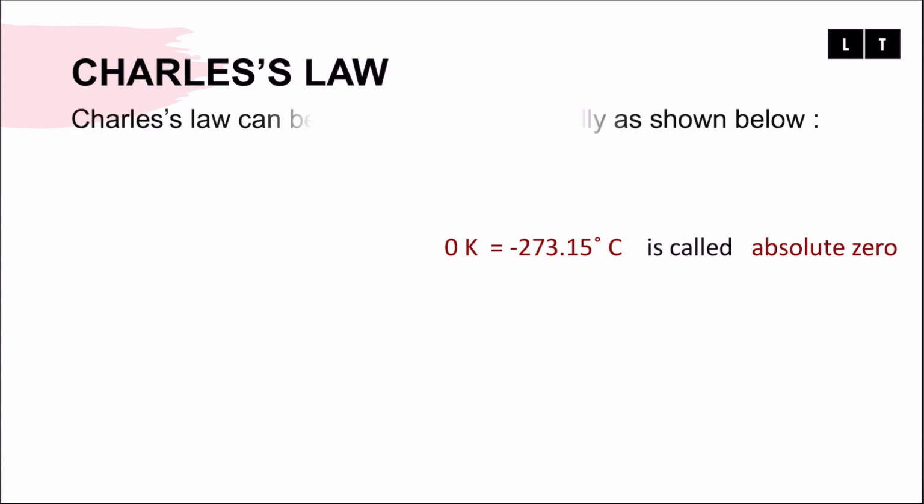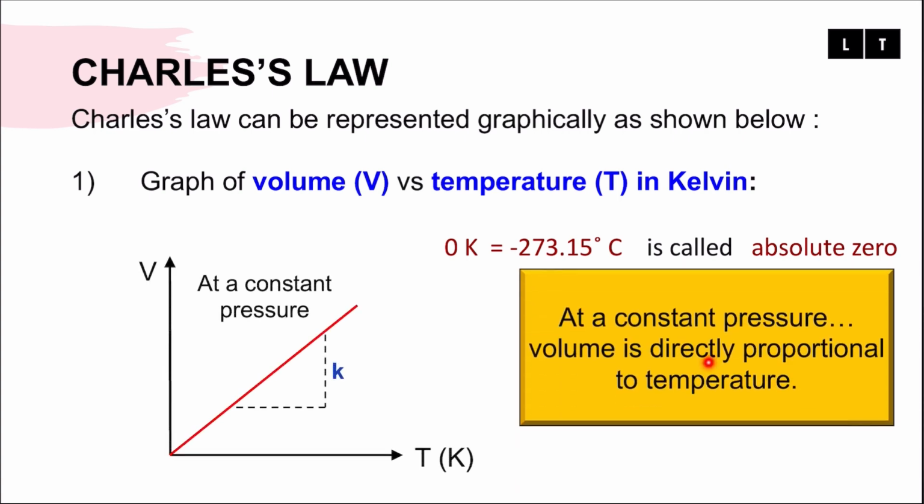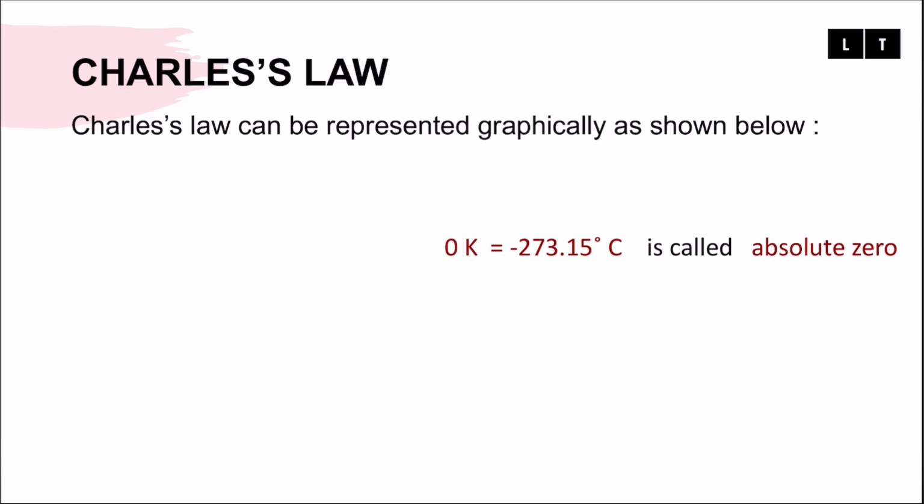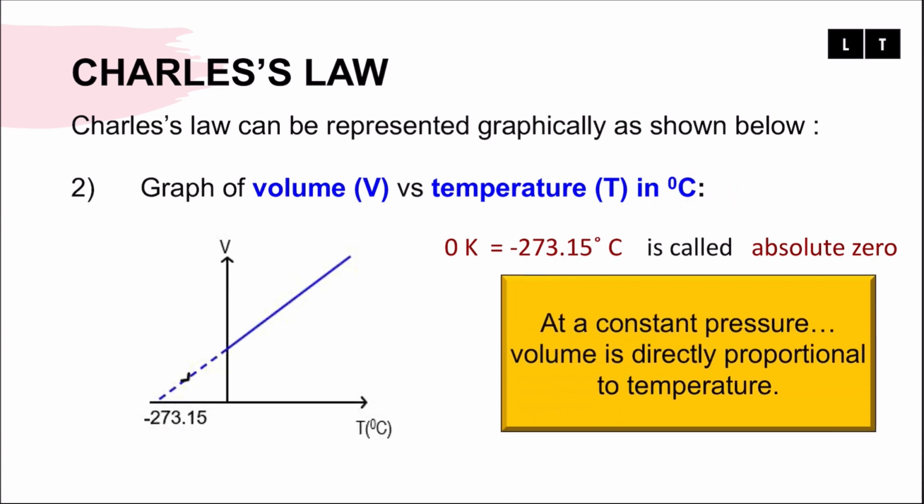Dia ada specific graph. So, maknanya awak ada the first one. Apabila we talk about Charles' law, you should know that 0 K is called as absolute zero. So, maknanya kalau kita nak represent a graph based on Charles' law, you have graph of volume versus temperature in Kelvin, di mana volume is directly proportional to the temperature and K is the gradient kalau dia minta awak cari. So, this is the normal one, but we got another one more graph for Charles' law, iaitu graph of volume versus temperature in degree Celsius, maknanya you got this one.